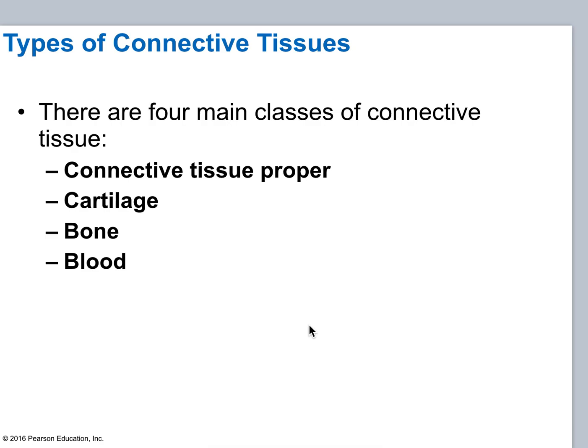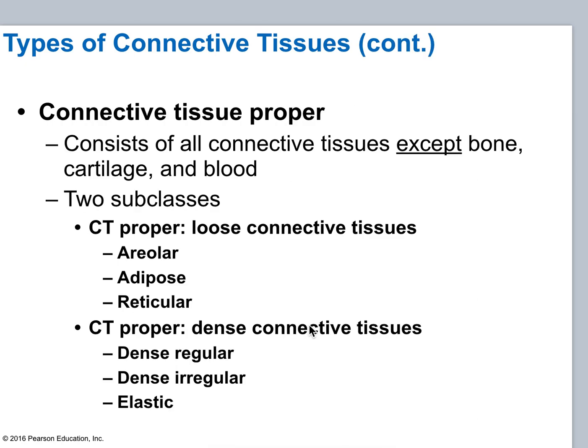Like I said before, there are four main classes of connective tissue: connective tissue proper, cartilage, bone, and blood, and we'll look at each of these. Connective tissue proper is basically all connective tissue except for bone, cartilage, and blood. It's divided into two categories: loose connective tissues and dense connective tissues.